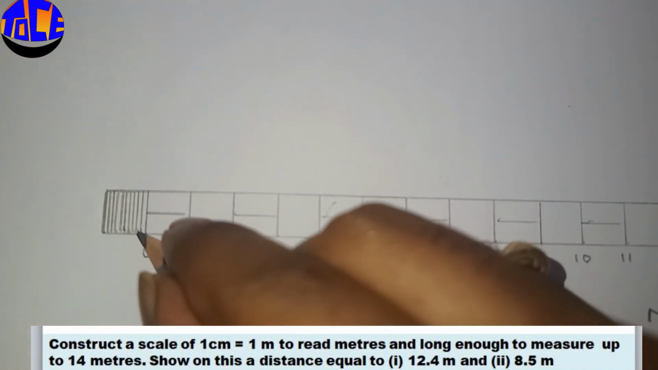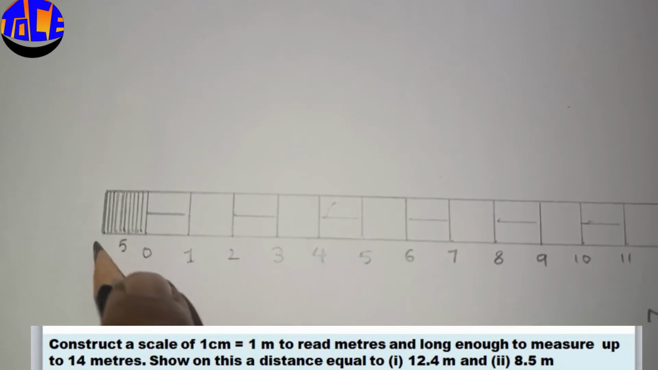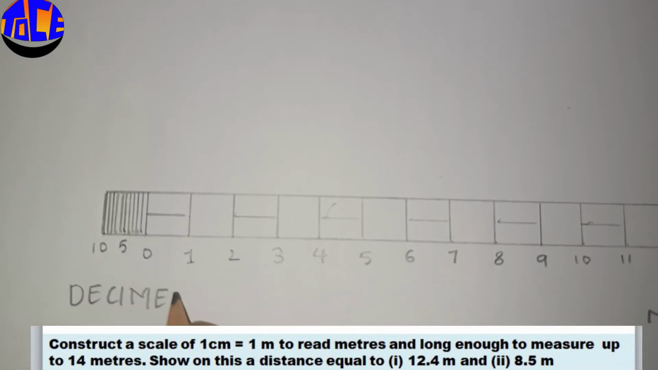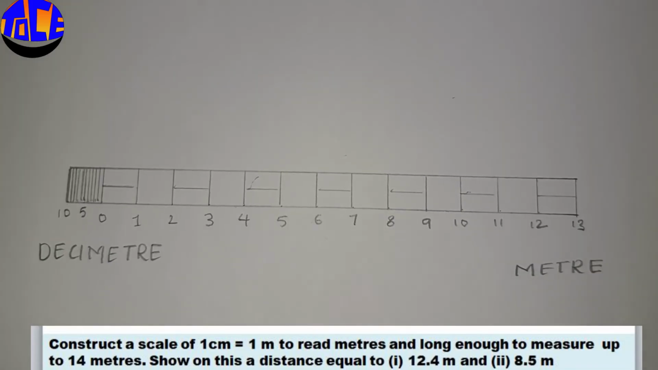Okay, so this is 0, 1 and 2. 1, 2, 3, 4, 5. This is 5, 6, 7, 8, 9, and 10. And this represents decimeters. Okay. So now we got our scale.